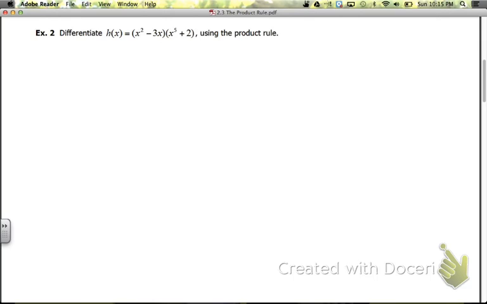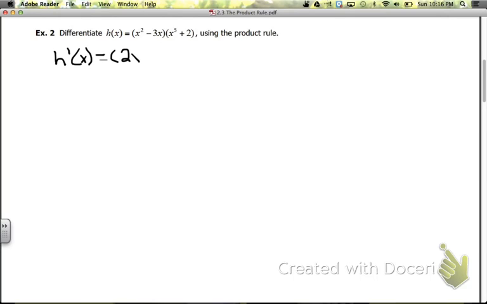So we'll continue with example 2. Again, we're going to differentiate h of x equals (x squared minus 3x) times (x to the power of 5 plus 2) using our product rule. Now, I like to just do the derivatives as I'm going using my product rule formula, but again, as I showed you in the previous example, if you want to write out your h of x, h prime of x, f of x, f prime of x, and g of x, g prime of x, please do so. So let's go ahead. We have h prime of x, and we're going to differentiate our f of x first.